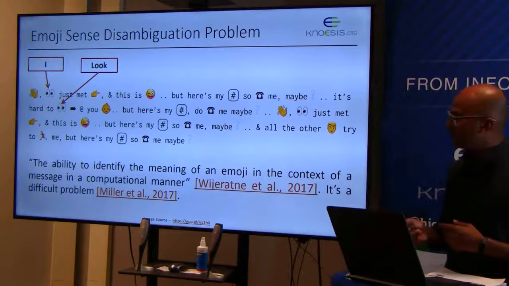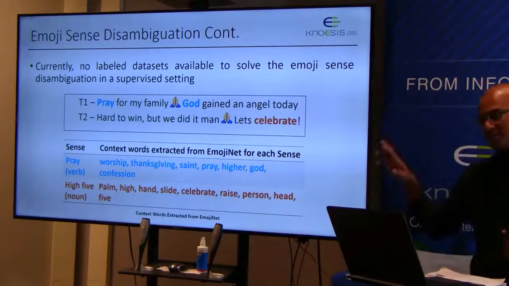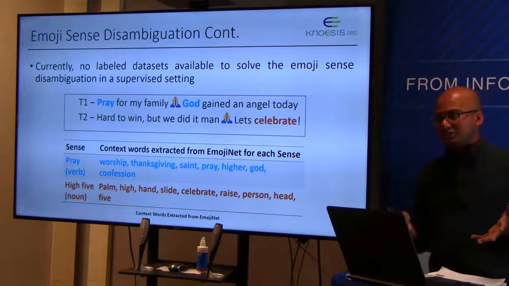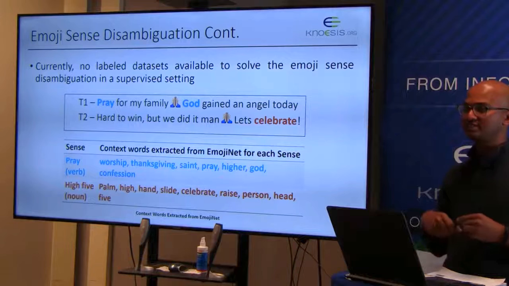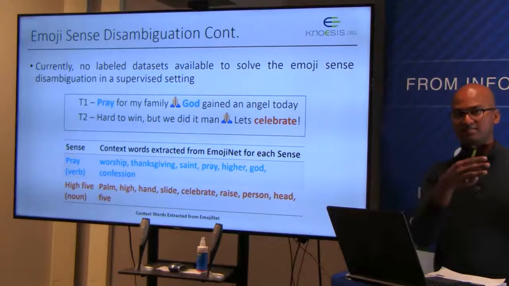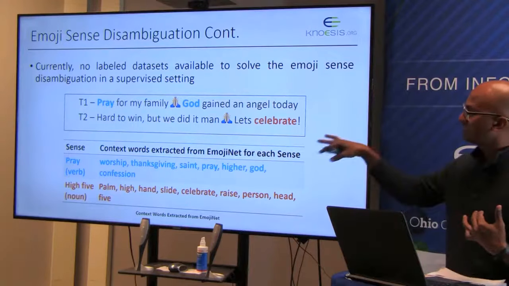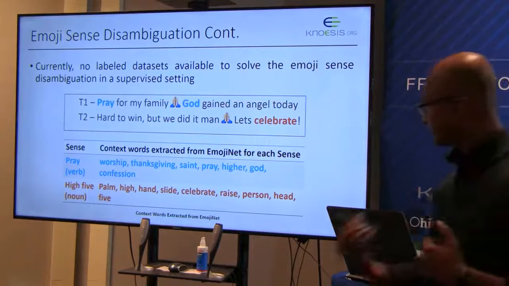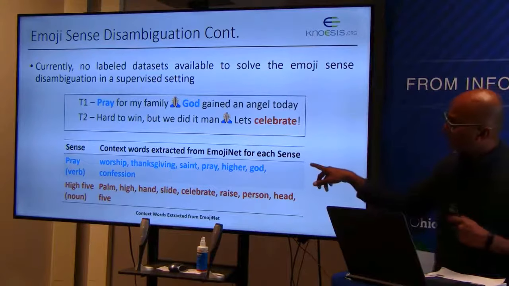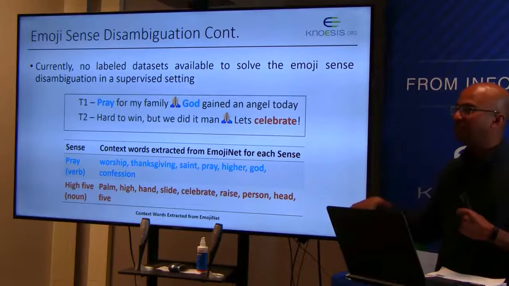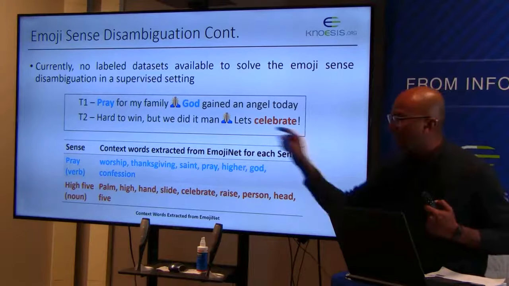In a recent paper by Miller and others, after doing some experiments, they said that this is a difficult task to address. Currently, there is no labeled data set that you could use to approach this emoji sense disambiguation problem. So that's why we wanted to see whether we can use EmojiNet and the sense labels and context words that we can extract from EmojiNet. In this example, I have shown you two tweets that have the same emoji. I have also shown you two different sense definitions that I could extract from EmojiNet, along with the context words that I extracted from their sense definitions.